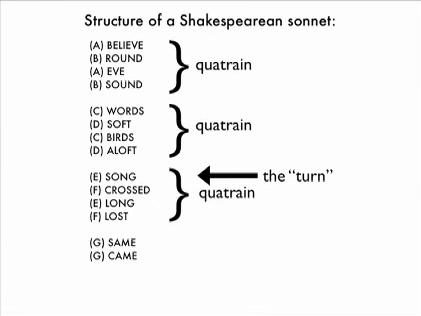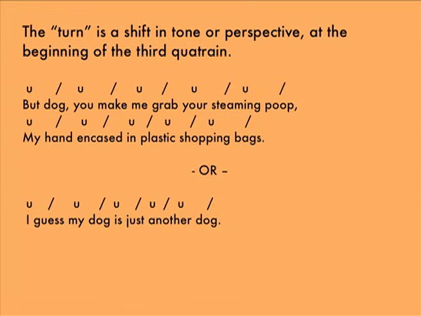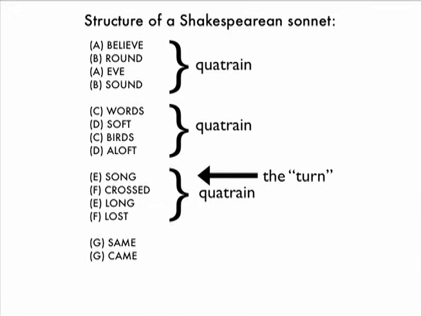So if you're writing about the many fine qualities of your dog for the first 2 quatrains, in the third quatrain you might say, but dog, you make me grab your steaming poop, my hand encased in plastic shopping bags. That's 2 lines of perfect iambic pentameter there, by the way. Or maybe you could pull back your camera and take a broader perspective. I guess my dog is just another dog. Or maybe, but sadly, dogs don't live forever. No. Something like that. In any case, there's usually a shift at the beginning of the third quatrain.